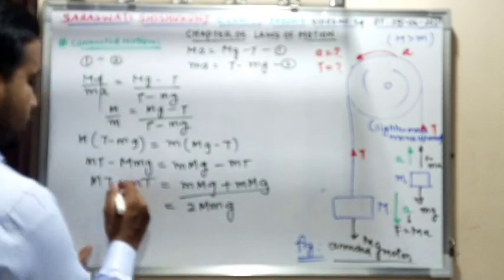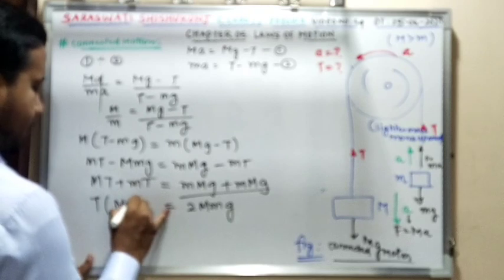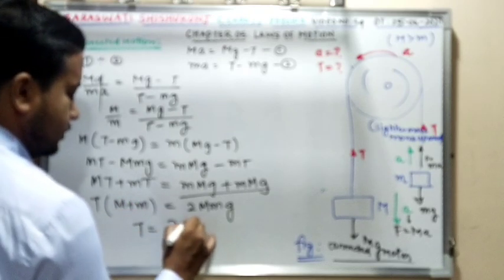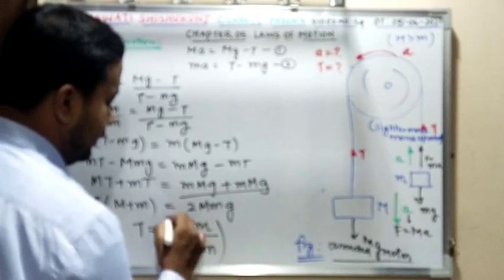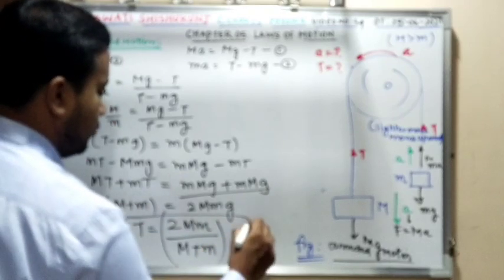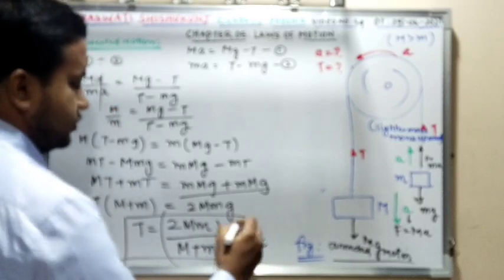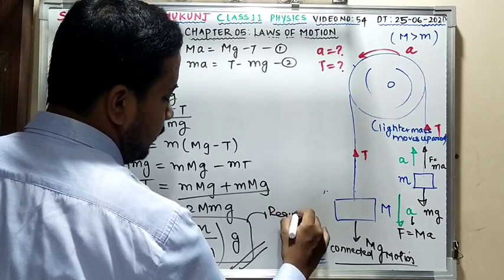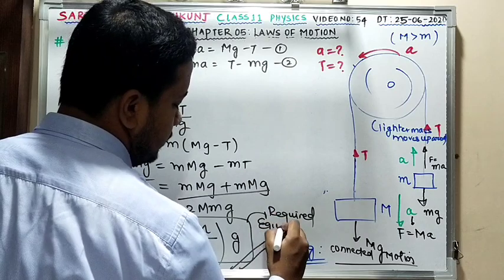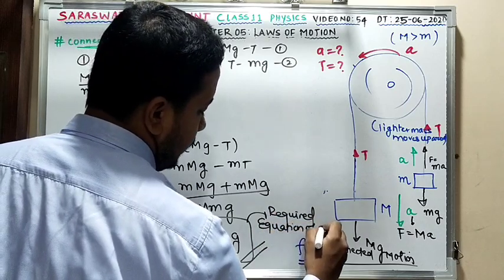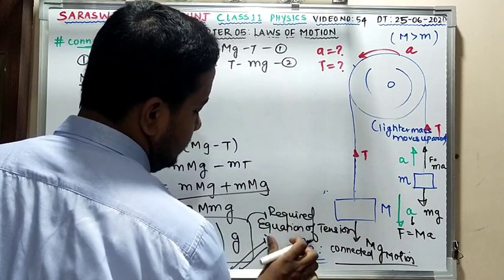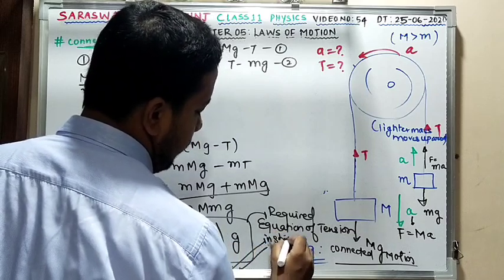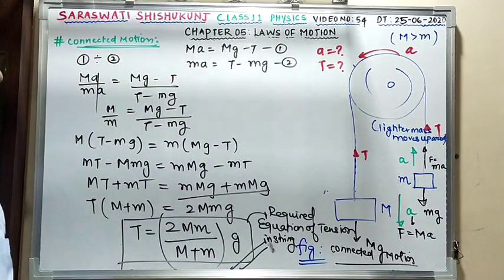Yes or no? So on this side, if I take T common, that is M plus m. So my answer for tension is 2 capital M small m divided by (capital M plus small m) into g. This is your required equation for tension in the string. Hope it is perfectly clear. Very good. Now moving to examples.